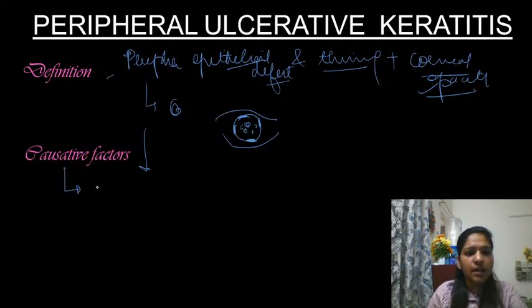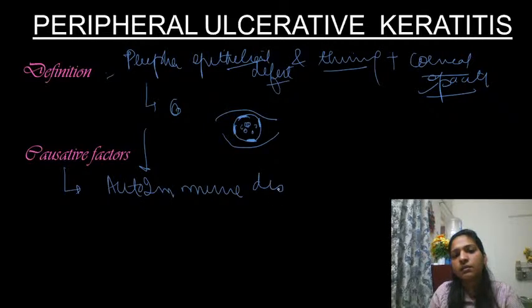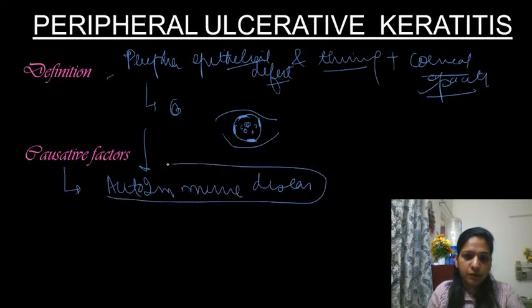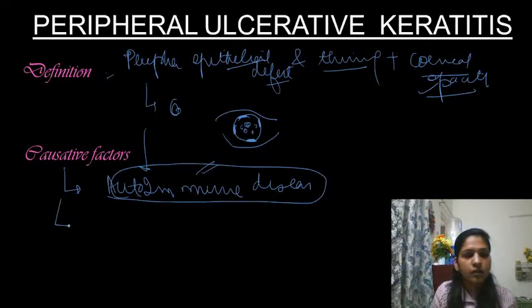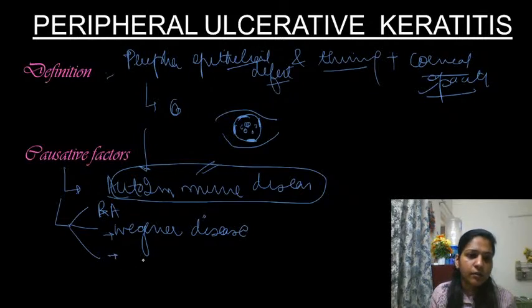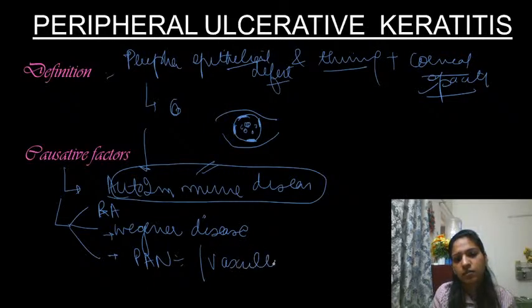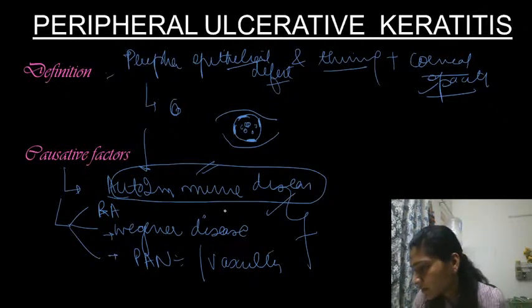Now causative agents, there are many causes for peripheral ulcerative keratitis, but the main cause is autoimmune disease. Autoimmune diseases are the main causes for peripheral ulcerative keratitis. Okay, rheumatoid arthritis, Wegener's disease, and PAN, polyarteritis nodosa type of vasculitis. So all these autoimmune conditions can lead to peripheral ulcerative keratitis.